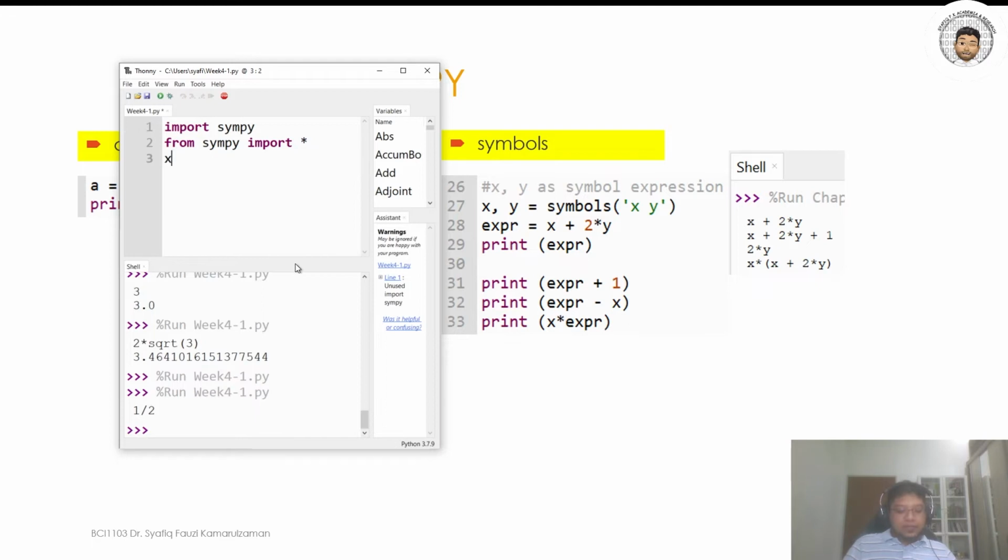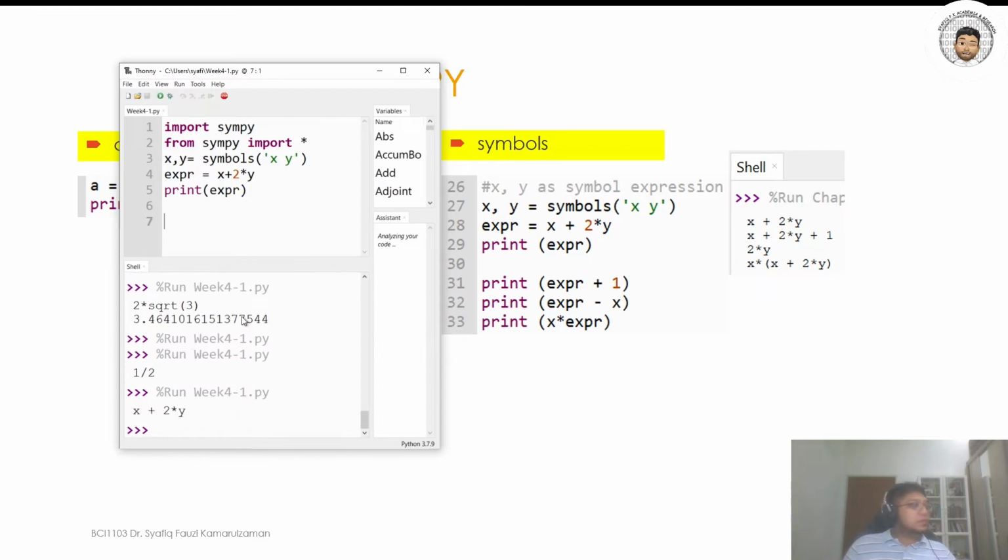you can introduce them to this. So here, for example, you have x, y, symbols x, y, and then you have expression equal to x plus 2 times y, and you have print xpr. Okay, so from here, let's start this one first. You can see here in my code, what I did is I want to express this equation here. So I got here x plus 2 times y.